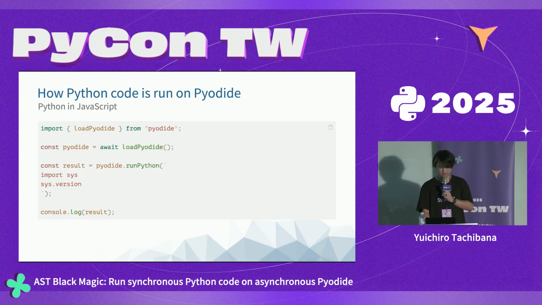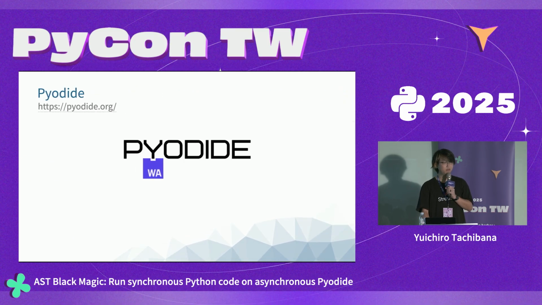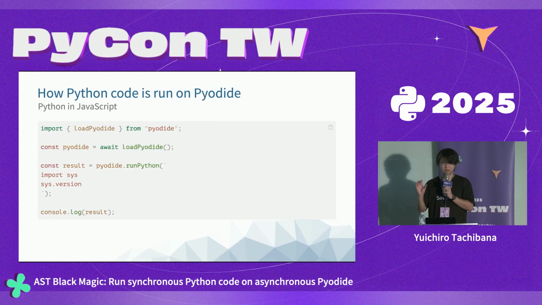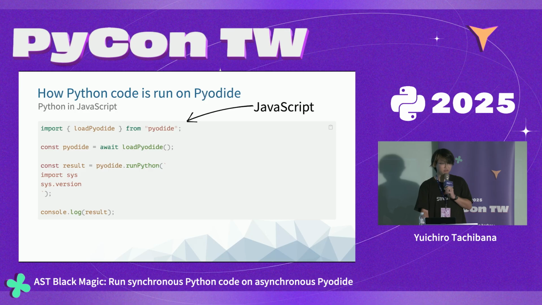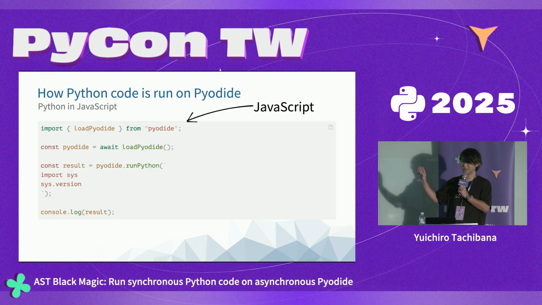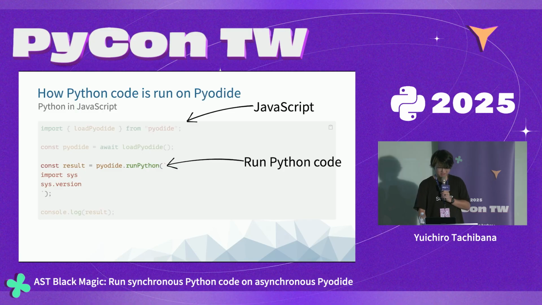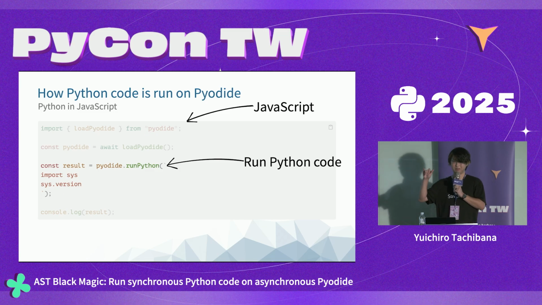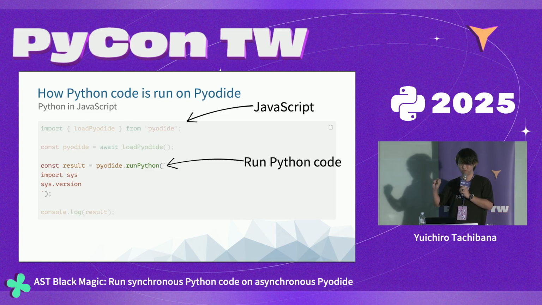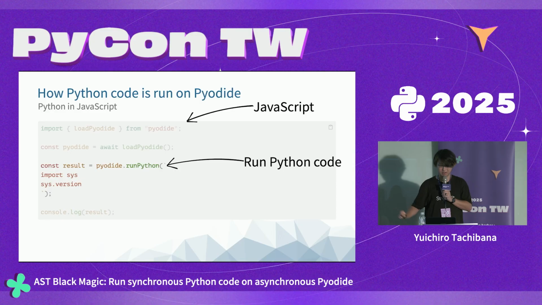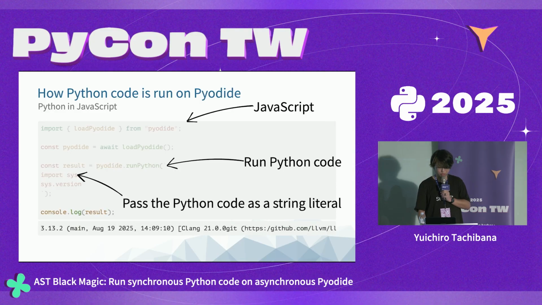Pyodide is a very unique type of distribution of Python, that is, in other words, Python inside JavaScript. Interestingly, you can see here's some JavaScript code. You don't have to understand it. You just need to know that this is JavaScript code. And interestingly, from JavaScript, you can execute Python code, passing the Python script as a string literal in the JavaScript world to the Pyodide API like this. And it actually works as expected.